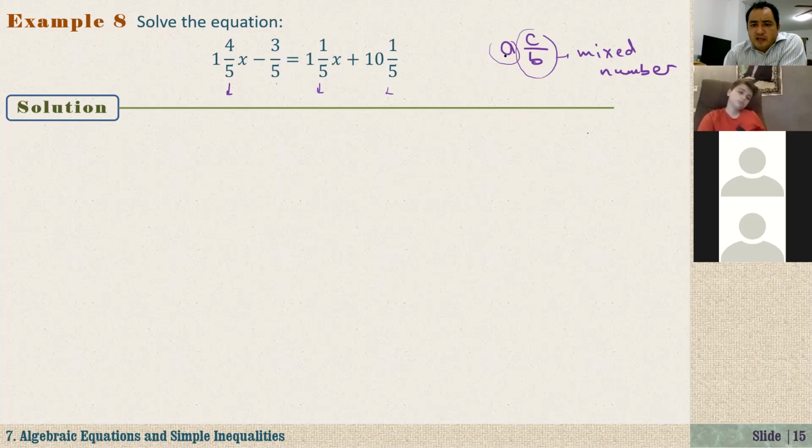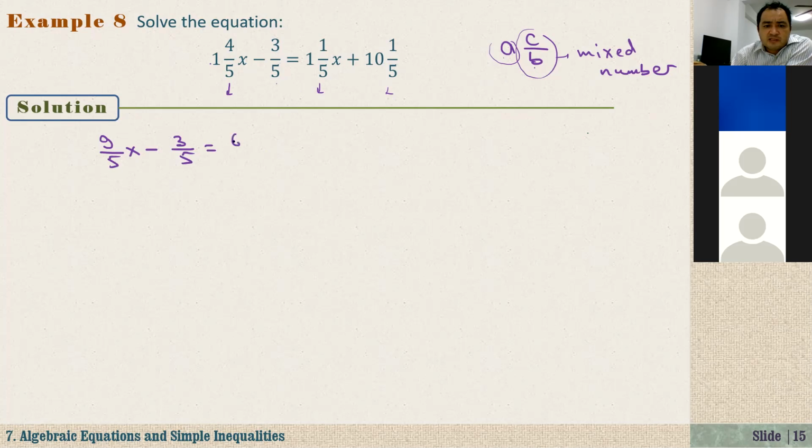So now let's change them into improper fractions. You know how to change, right? A times B and add C. So the first one, 5 times 1 will be 5, 5 minus 4 will be 1. So it is 9 over 5 x minus 3 over 5 equals, here we have 6 over 5 x plus 10 times 5, 50, 51 over 5.